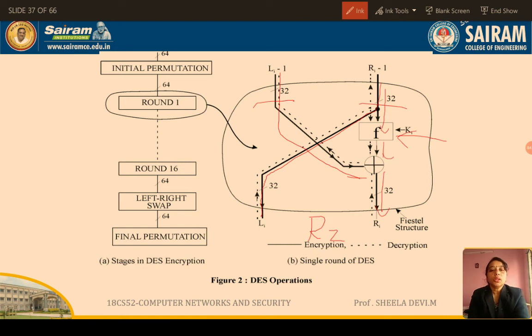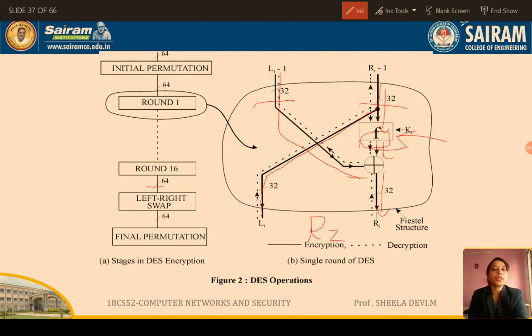Okay, so the same process will be happening in all the 16 rounds, and finally when it reaches the 16th round, it will go to the third process called left and right swap. Now, we said in the second process we are just dividing it into two parts, that is the leftmost 32 bit and the rightmost 32 bit of the data, and the rightmost 32 bit is sent into the function along with the key, whose output will be XORed with the leftmost part, and the output of the XOR operation will be sent as the rightmost bit for the second round or the subsequent rounds.